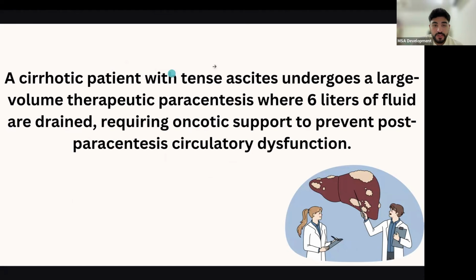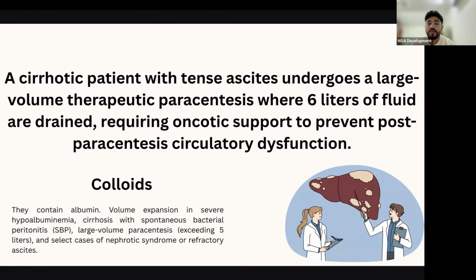So this is a cirrhotic patient with tense ascites, who undergoes a large volume therapeutic paracentesis where 6 liters of fluid are drained, requiring oncotic support to prevent post-paracentesis circulatory dysfunction. What am I going to give this patient? So think about it. He needs oncotic support, right? What would I give him? I would give him a colloid. Why colloid? Because colloid is going to help in volume expansion, given that it contains albumin, okay?